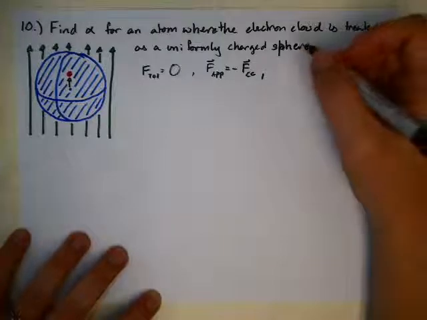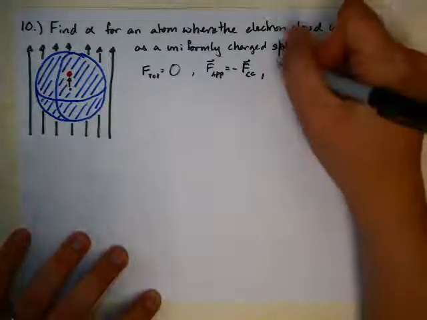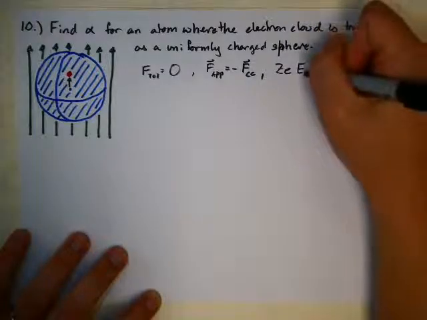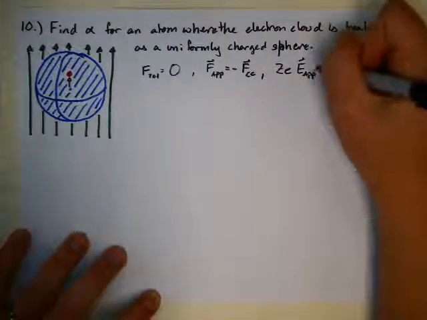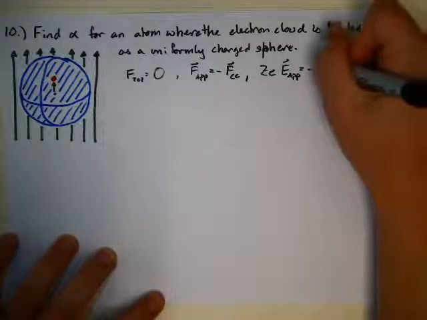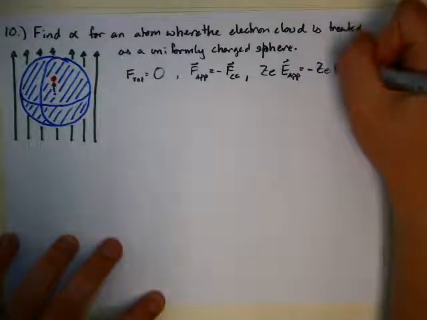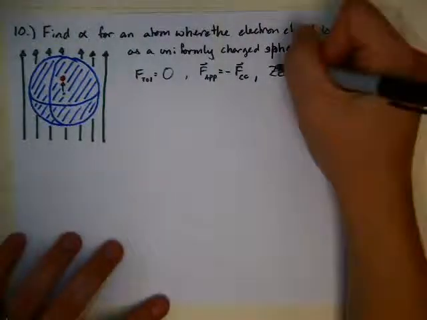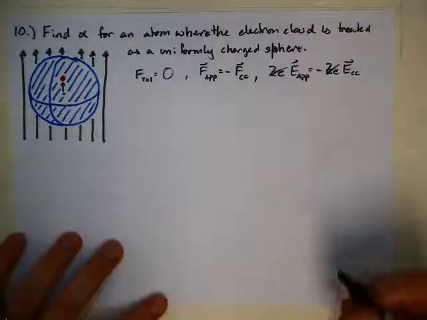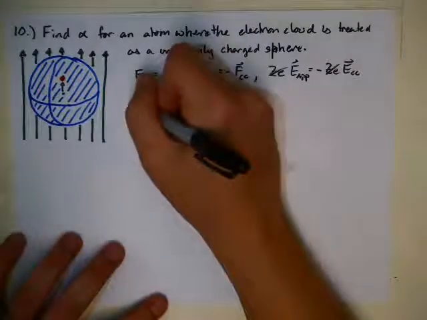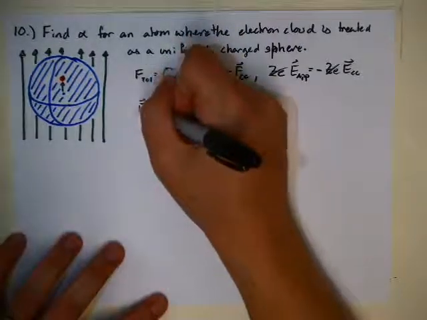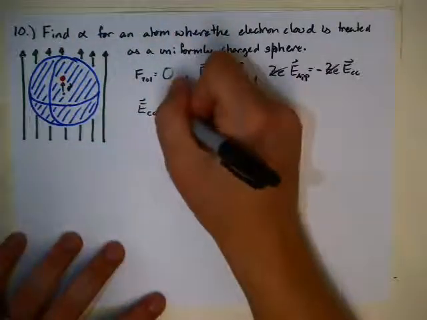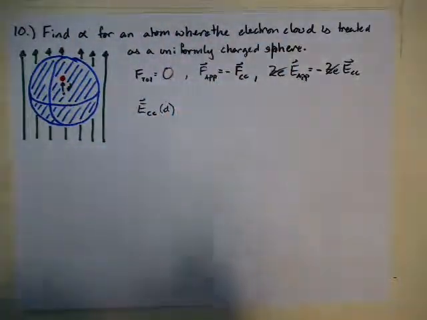The force due to both of these is just the Lorentz force. It's the charge, which in this case is Ze, times the applied electric field, which should equal minus Ze times the electric field from the charge cloud. So these cancel, and we now get this. The trick here is we need to find what the electric field from the charge cloud is as a function of this little d. Okay, that's actually really easy.